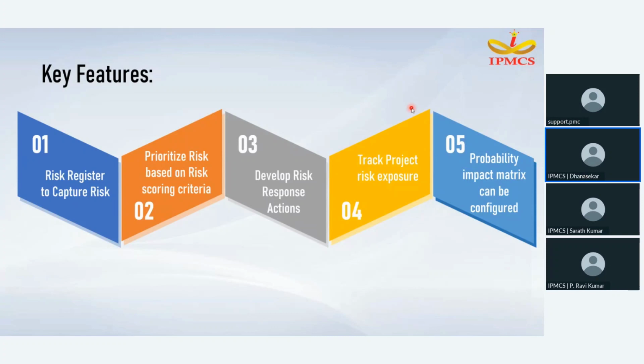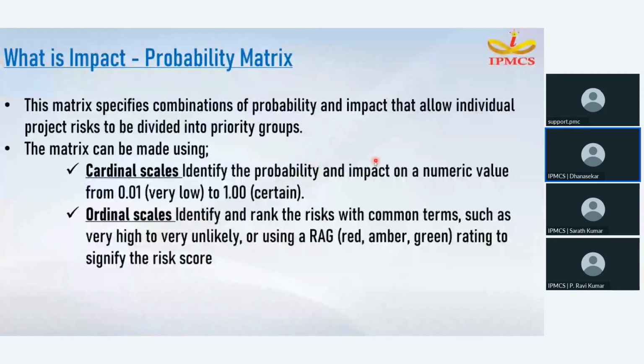So to identify the probability and the impact on a numerical value from 0.01, which is the very low value, to 1, which is the certain value. And ordinal scales identify and rank the risk with common terms such as very high, high, to very unlikely, or using RAG, so red, amber, green rating to signify the risk score. So we can represent the risk in the format of colors.